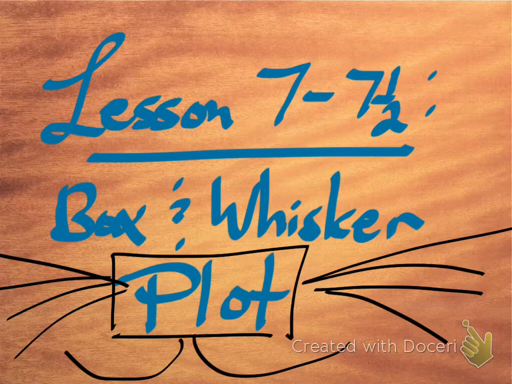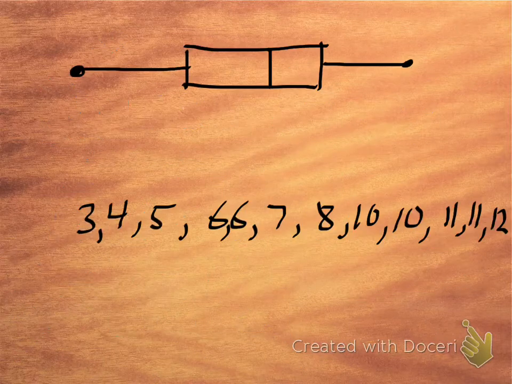And while my picture might be cute, that's not exactly what a box and whisker plot looks like. You probably have seen these, but you probably didn't understand them that well. Maybe you have actually studied them, in which case this may be review for you. All right, so here's an example of a box and whisker graph.